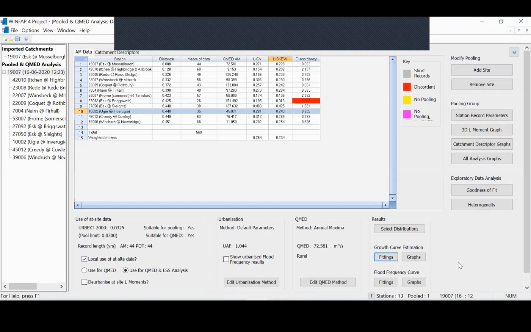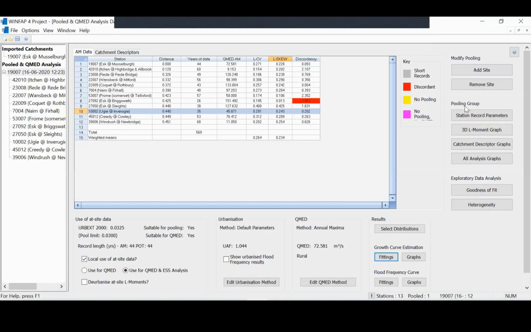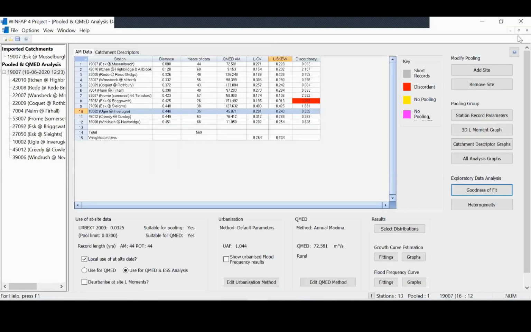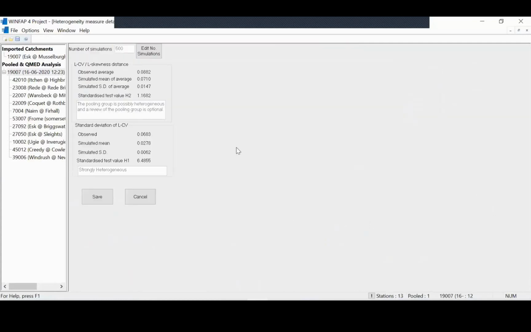So just a look at a couple of the tools we can use to assess how good this pooling group is. So we can look at goodness of fit, and we can see that it is showing an acceptable fit to the generalized logistic and the generalized extreme distributions. We'll probably opt to use the generalized logistic for the reasons already mentioned. We can also have a look at the heterogeneity. So we can see based on that H2 measure, it's quite a homogeneous pooling group. So it is possible there's a bit of heterogeneity, but really a review of the pooling group is optional.